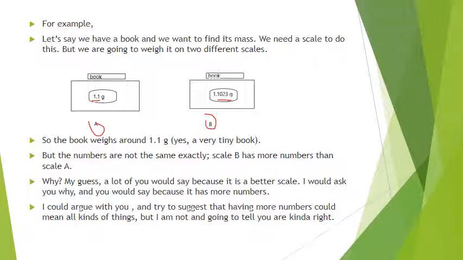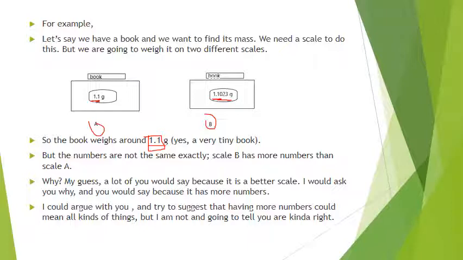So the book weighs around 1.1 grams. Yeah, that's a very, very tiny book. But it doesn't matter. Both of them give you information about 1.1. Okay, but the numbers are not exactly the same.